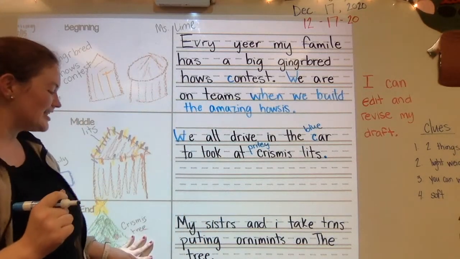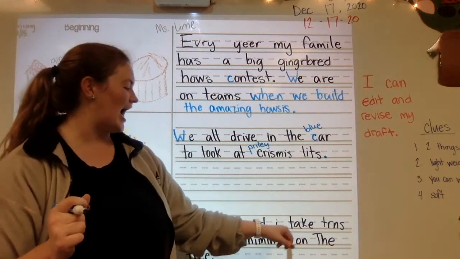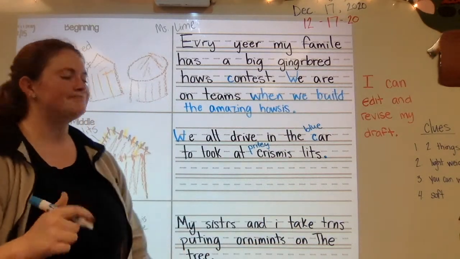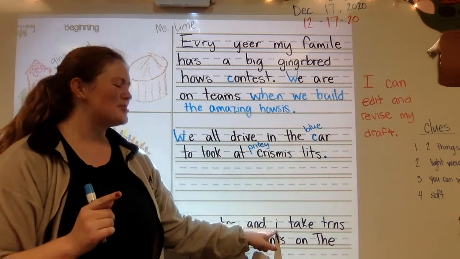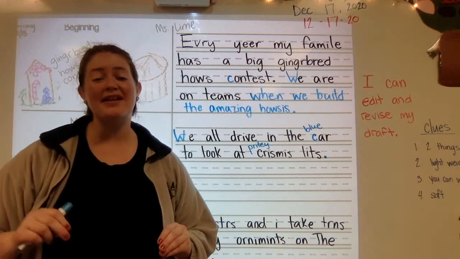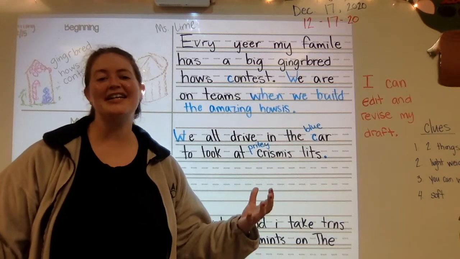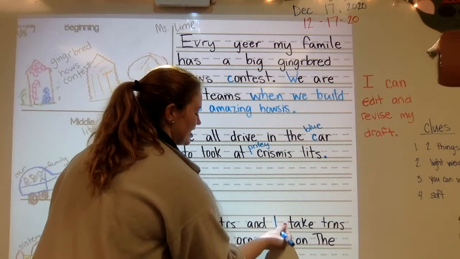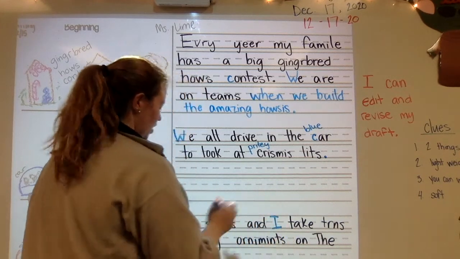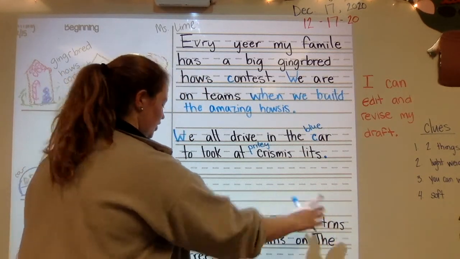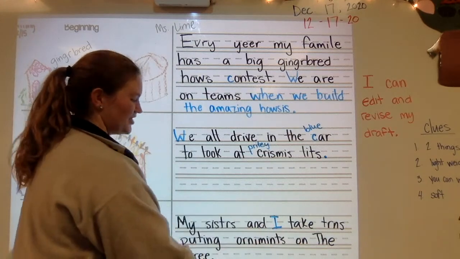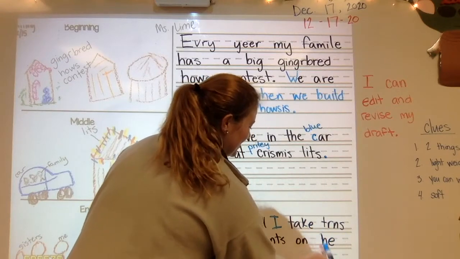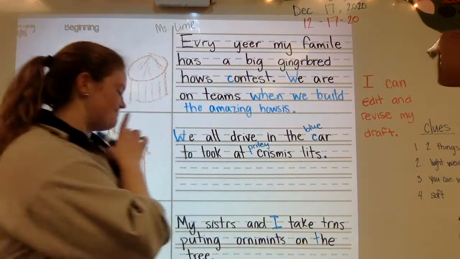Okay, now my last one says, my sisters and I take turns putting ornaments on the tree. Do you know what I noticed? The word I, even though it's in the middle of the sentence, when I is by itself, it is capitalized no matter what. So I'm going to change it and make it a capital I. My sisters and I take turns putting ornaments on the tree. Yeah, there's that capital, but it doesn't need to be. Okay, now it's a lowercase.